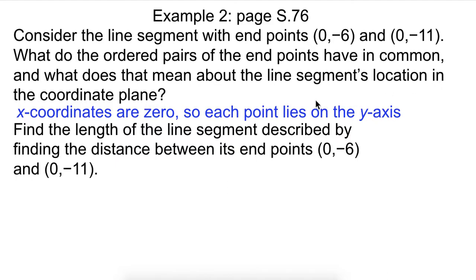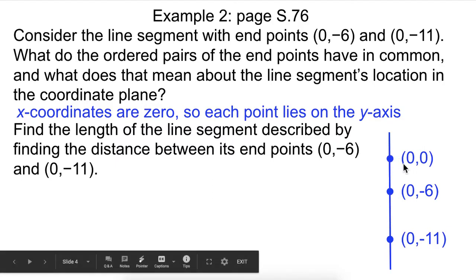So if we just do a quick sketch of these, since these are going up and down, I didn't worry about the whole axis. We have (0, 0), (0, -6), and (0, -11). Now, how can we find the distance between those? That's what we're trying to find.